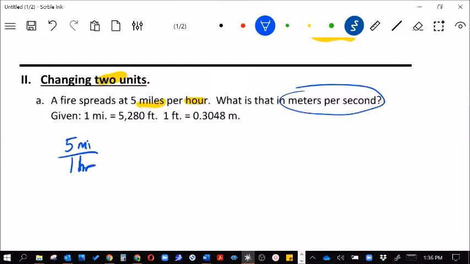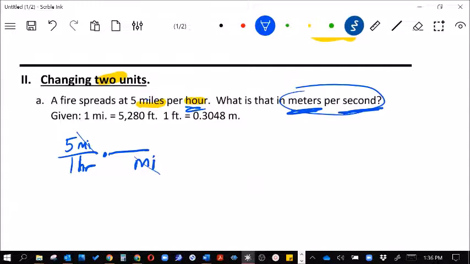But the point here is to change from miles to meters and from hours to seconds. So what we're going to do is make a proportion with miles on the bottom so that I can cancel out those miles.